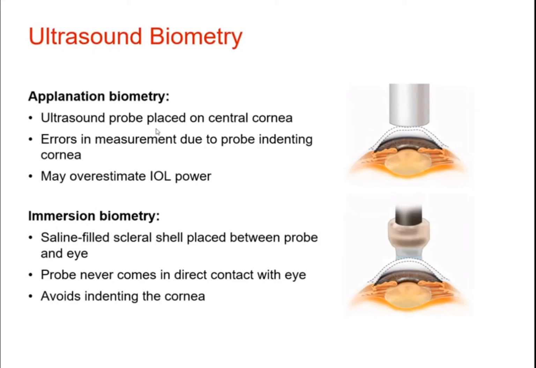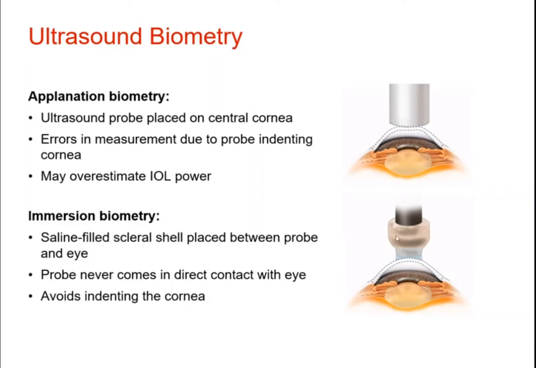You have applanation biometry, which is a contact type of biometry using ultrasound. Now this kind of biometry is not preferred because it artificially indents the cornea and creates an inaccurate measurement of the axial length. Usually measures axial length shorter, and as a result overestimates the IOL power, resulting in myopia, right? So immersion method would be preferred if you are using ultrasound biometry.